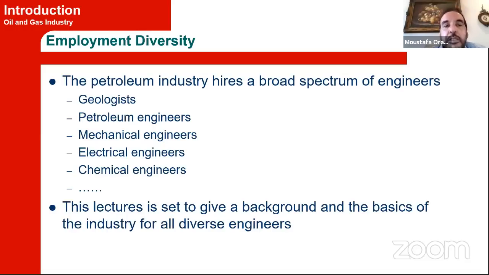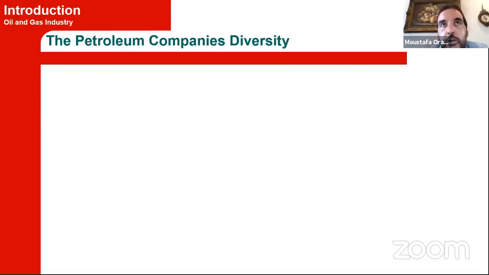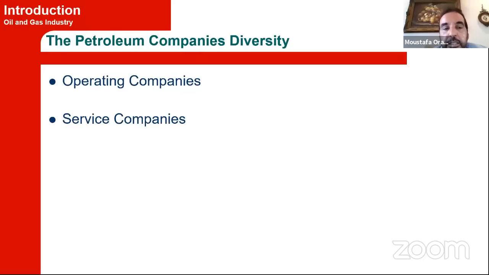Now, what types of petroleum companies will you be dealing with when you graduate? We can divide the petroleum companies into three different categories. The first category is the operating companies. The second category is the service companies. And the third category is the consulting companies. So you have three different types of companies that you can be hired by and work with in the oil and gas industry.